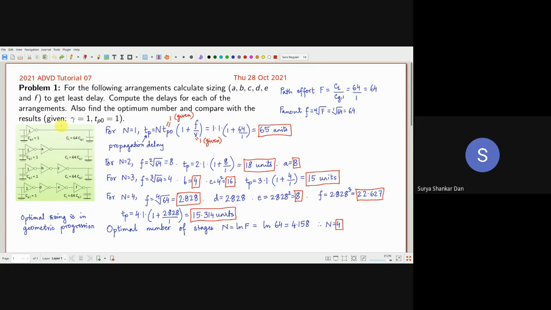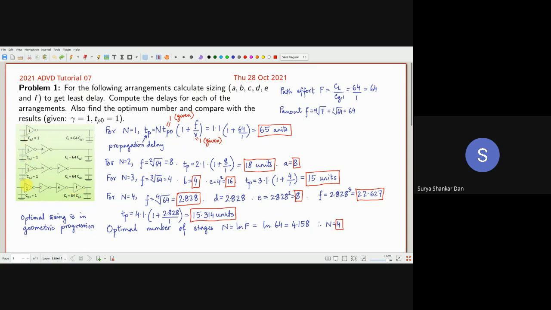Okay, for example, in this first problem, it's basically a chain of inverters. In this chain of inverters, there are four different situations which have been asked for: the first one, second, third, and the fourth. As you can see, in each of these cases, we have essentially added more inverters. Now, for the following arrangements, calculate the sizing of A, B, C, D, E, and F.